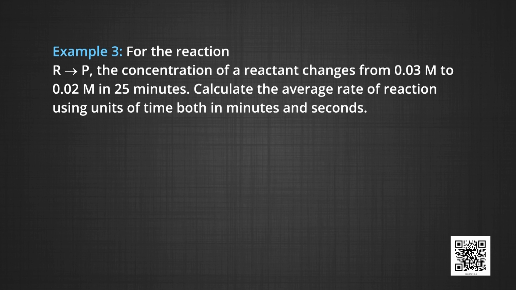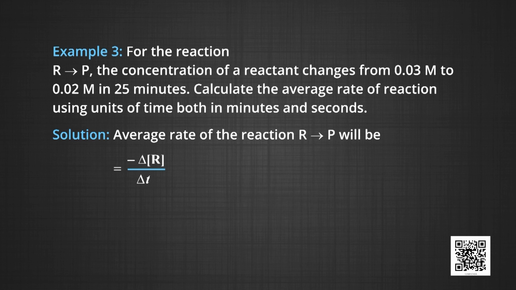Another example, for the reaction R gives the products, that is P. The concentration of the reactant changes from 0.03 molar to 0.02 molar in 25 minutes. Calculate the average rate of the reaction using units of time both in minutes and seconds.